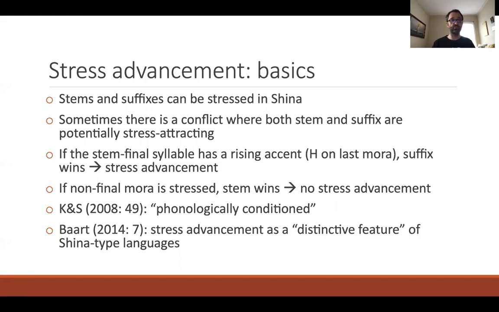Those of you who know accentology, I have a few slides at the end that I won't really talk about due to time constraints, but that's basically the same thing that you can see in de Saussure's law in Lithuanian. I just wanted to quickly mention this.